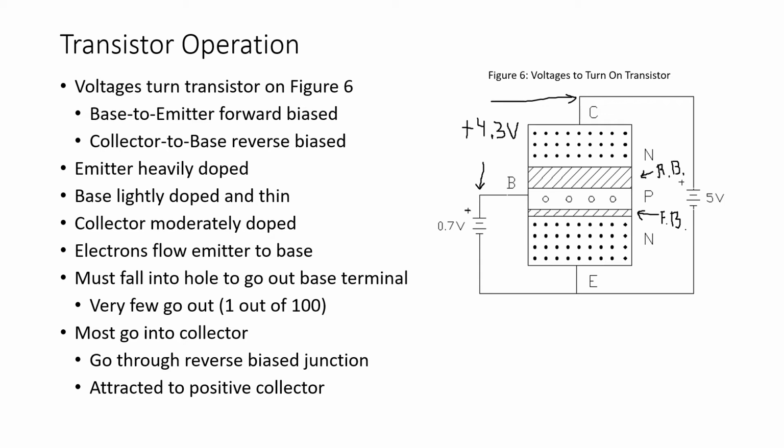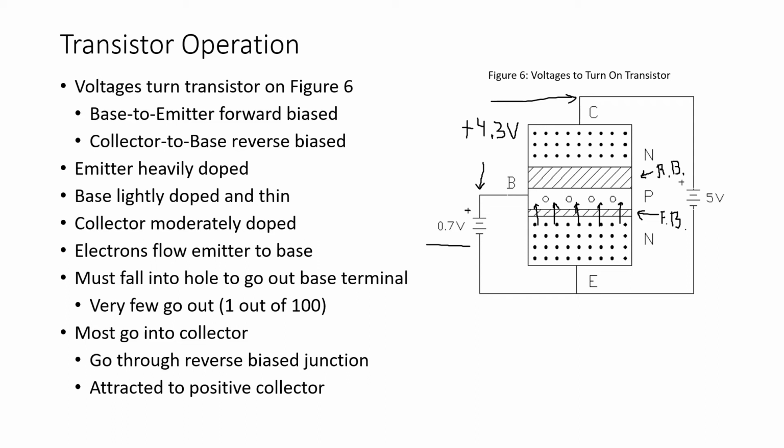Now, when I apply this 0.7 volts from base to emitter, again, I can overcome the base to emitter depletion region and have electrons flow from the emitter into the base, as shown here. So we've got a lot of free electrons flowing through this depletion region.